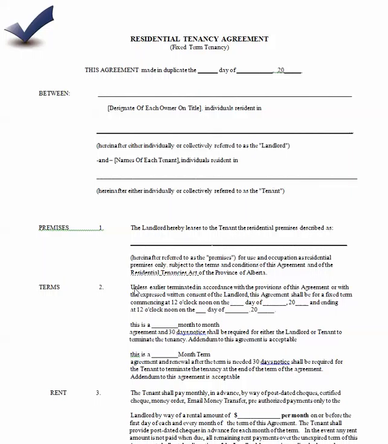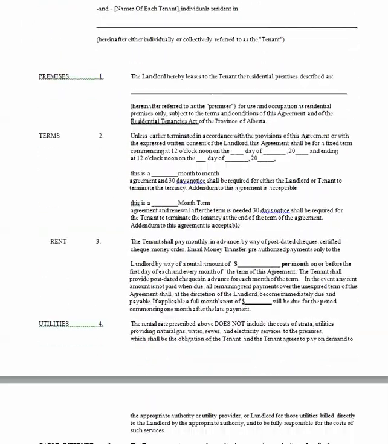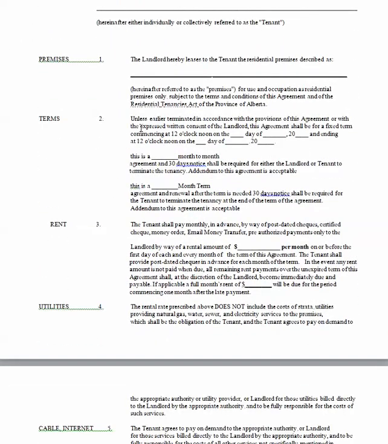And then right over here, these are the terms of the agreement. Basically, what this is saying is that unless earlier terminated in accordance with the provisions of this agreement or with the express written consent of the landlord. Now you've got to make sure that if you're giving notice to leave, it's always done before the beginning of the month. Otherwise, you're legally bound to stay there for an extra month, or you will lose your damage deposit. So make sure you understand that.